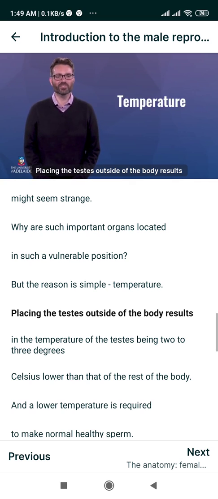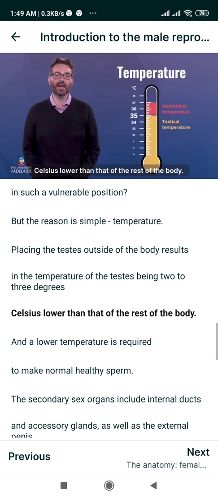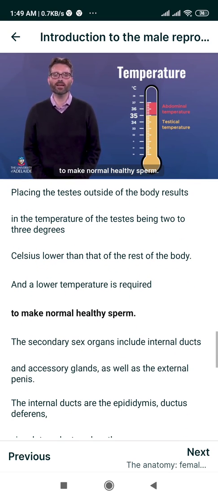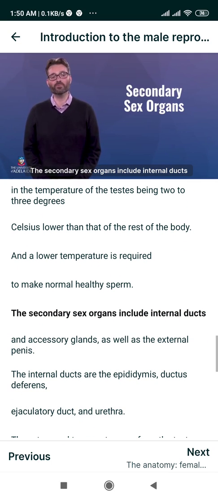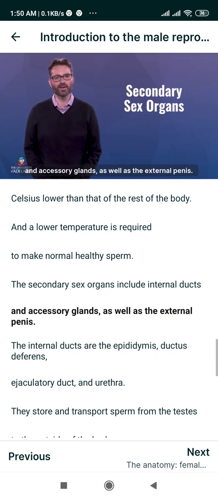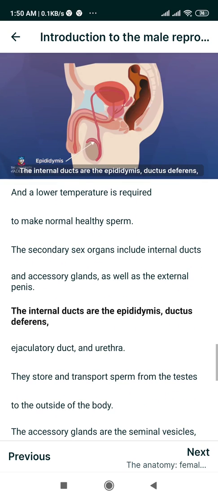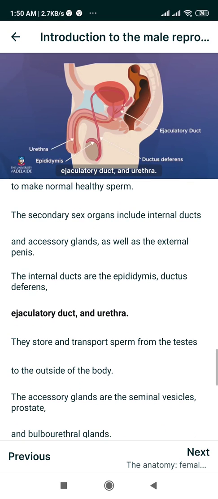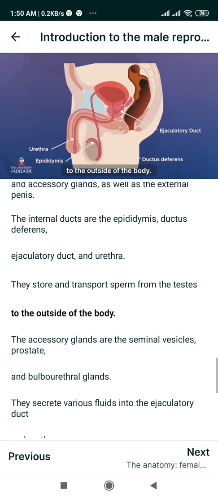Placing the testes outside of the body results in the temperature of the testes being 2 to 3 degrees Celsius lower than that of the rest of the body, and a lower temperature is required to make normal, healthy sperm. The secondary sex organs include internal ducts and accessory glands, as well as the external penis. The internal ducts are the epididymis, ductus deferens, ejaculatory duct and urethra. They store and transport sperm from the testes to the outside of the body.